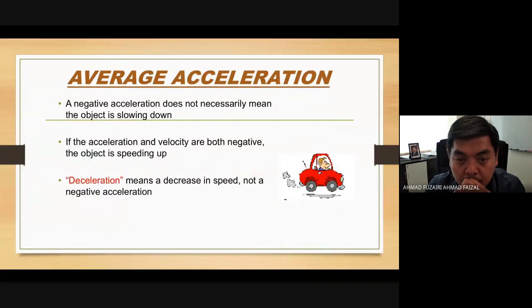For example, if the acceleration and velocity are both negative, the object is speeding up. Deceleration means a decrease in speed, not a negative acceleration.